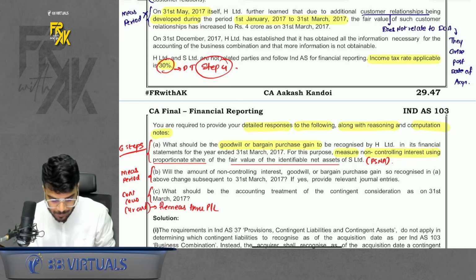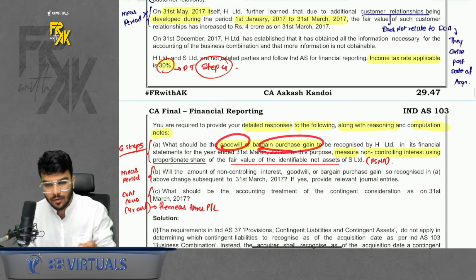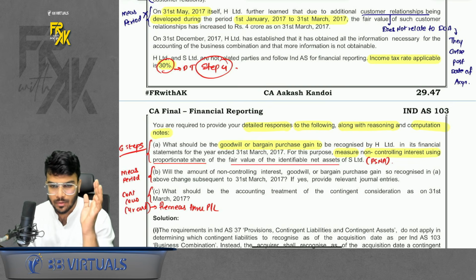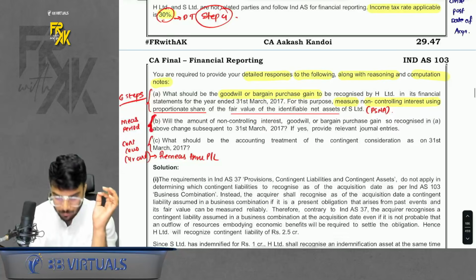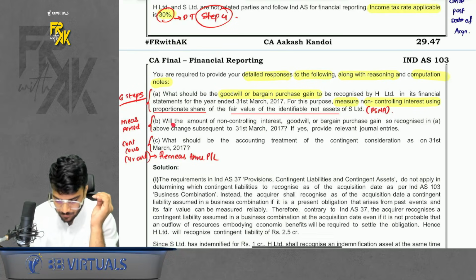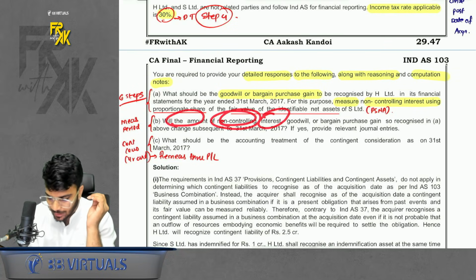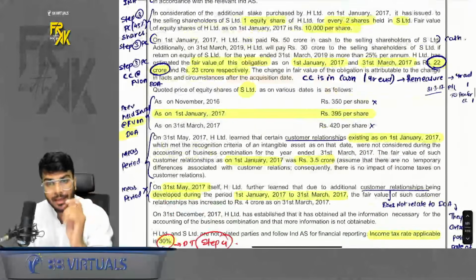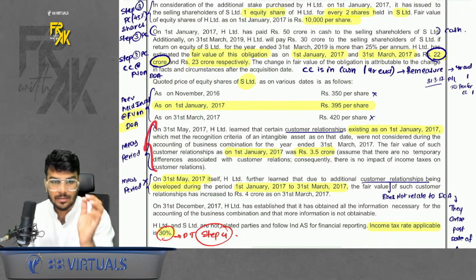Now, the first part was to calculate goodwill GBP. Follow the 6 steps, you will directly get it. Okay. Apart from this, one more thing was asked. What was asked? Will the amount of non-controlling interest and goodwill change subsequent to 31st March 17? So I missed this information on purpose.